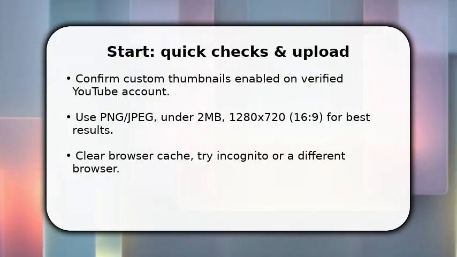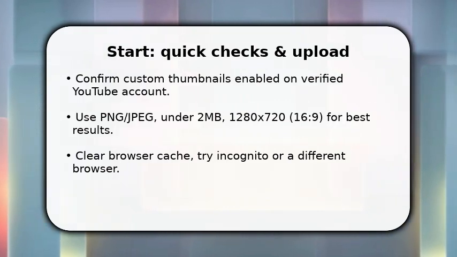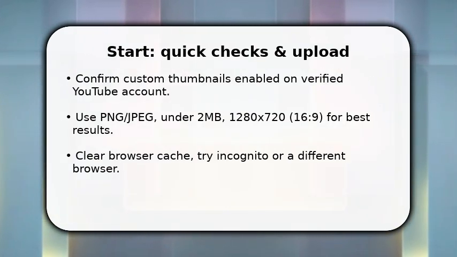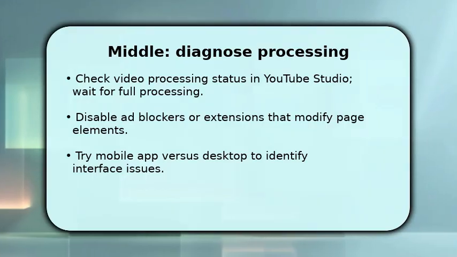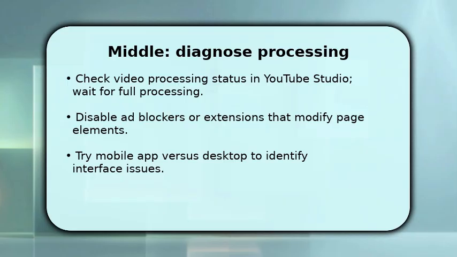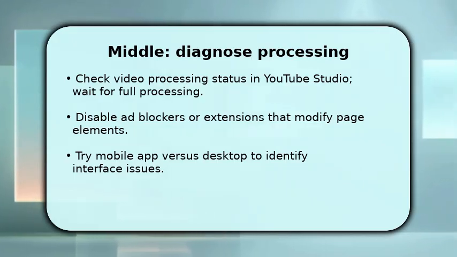If the thumbnail still fails to appear, immediately reupload the image with a new file name to avoid cached CDN copies. Now you'll focus on what happens after upload, processing, and display. Check YouTube Studio for the video's processing state. Thumbnails can lag until processing finishes. Give it 10-30 minutes. Disable browser extensions, especially ad blockers or privacy tools, because they can hide or block thumbnails.